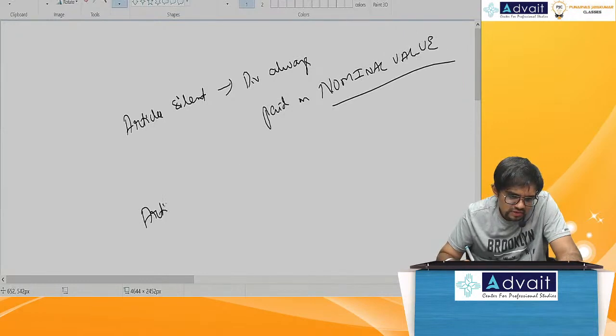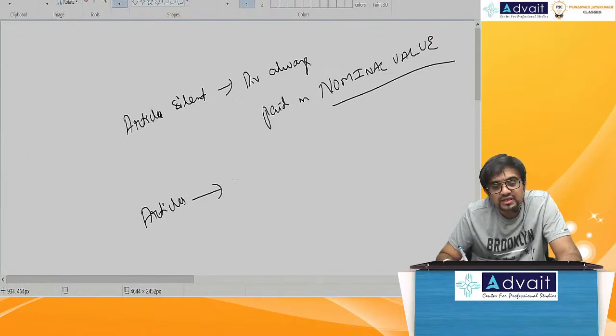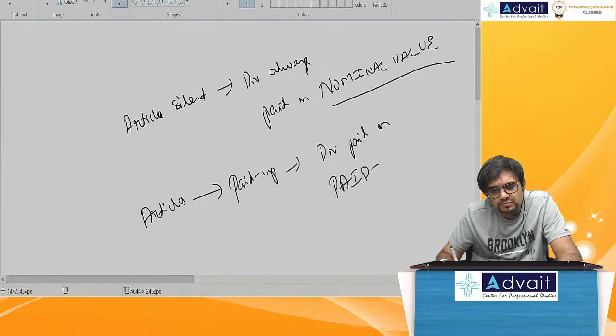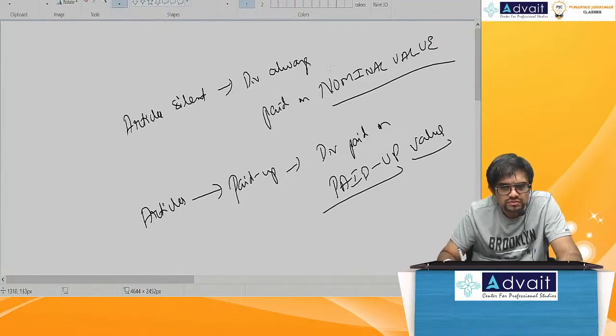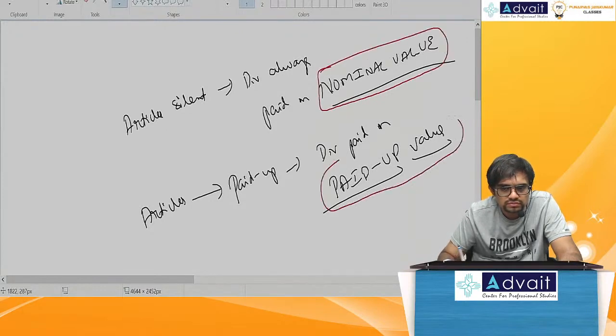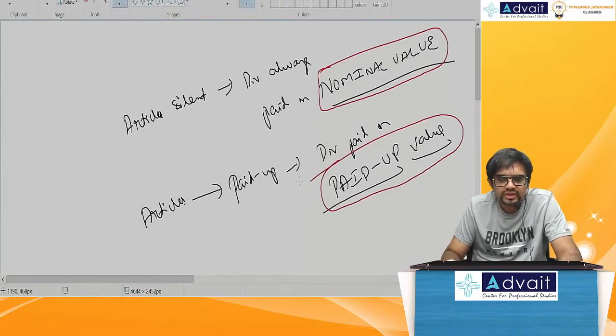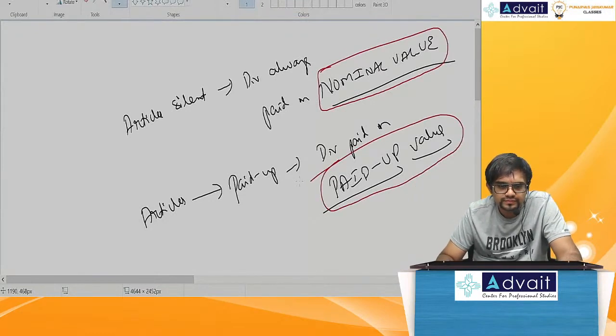But if the articles authorize that it should be paid on paid up value, then dividend will be paid on paid up value. So one is nominal value, one is paid up value. If articles are silent, dividend is always paid on nominal value. If articles say paid up, then dividend is paid on the paid up value. As simple as that.